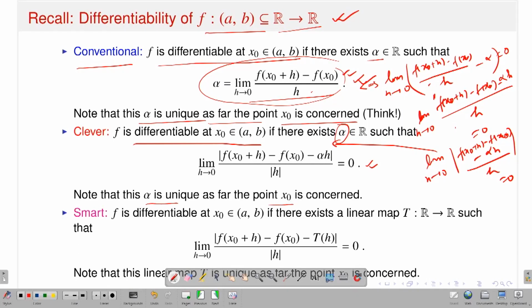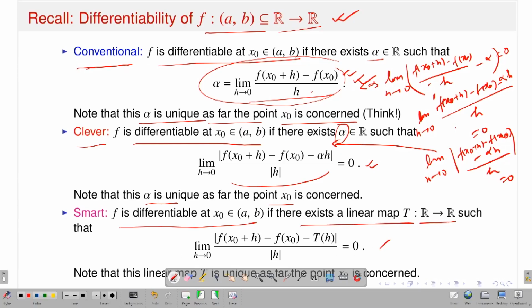So, once I see my definitions in this way, now what I am saying is that, look, this is another way that I have written. The first one is the conventional one, and that is actually given in the definitions in many books. The second one was the clever way. Instead of looking only at the limit of the quotients, you bring the limit inside, do some algebra, and think about this quotient, and this is 0. The smartest way, I should say, is that f is differentiable at x naught if there exists a linear transformation T from R to R such that this is 0.